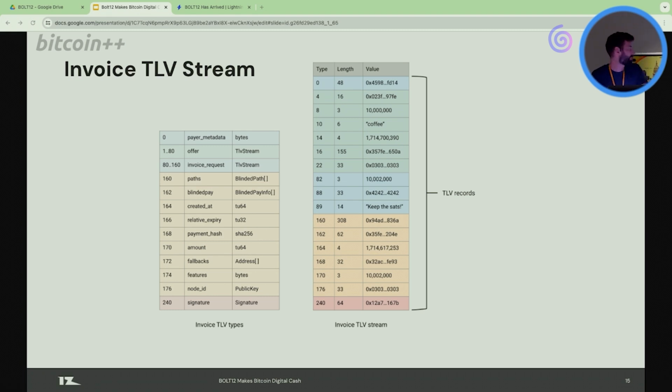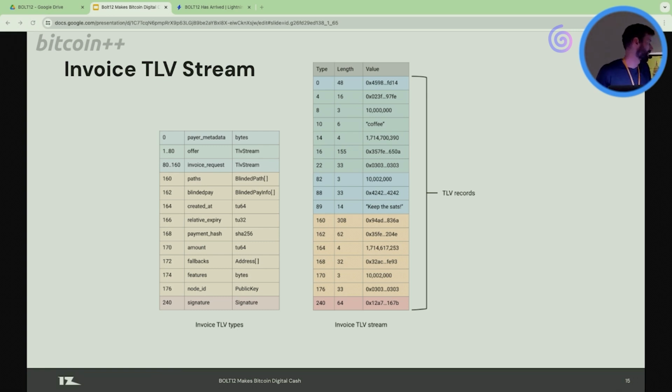All right, so we have our invoice. It has those blinded paths as I mentioned, and this blinded pay info that gives some more information on how to make the payment. Like there are CLTV expiries and whatnot in there, I think fee rates, etc. This is for the blinded portion of the payment. And we'll get into that in a little bit.